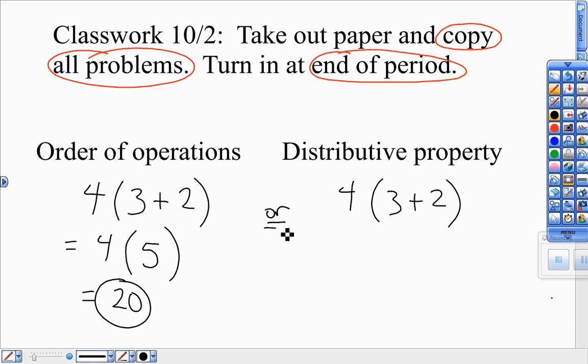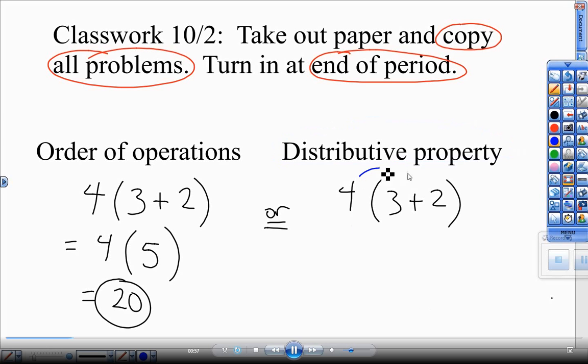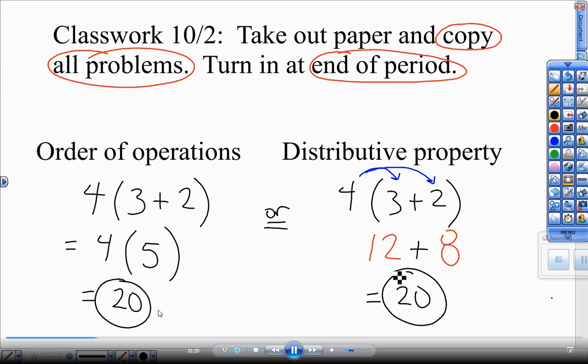Or taking that 4 and multiplying it by both numbers inside the parentheses. So I'm multiplying the 4 times that 3, and then I'm going back and multiplying that same 4 all the way down times this 2. So when I multiply 4 times 3, that gives me 12. I bring down the plus. When I multiply 4 times 2, I get 8. And when I add these 2 together, that gives me that same number, 20, that I got over here.